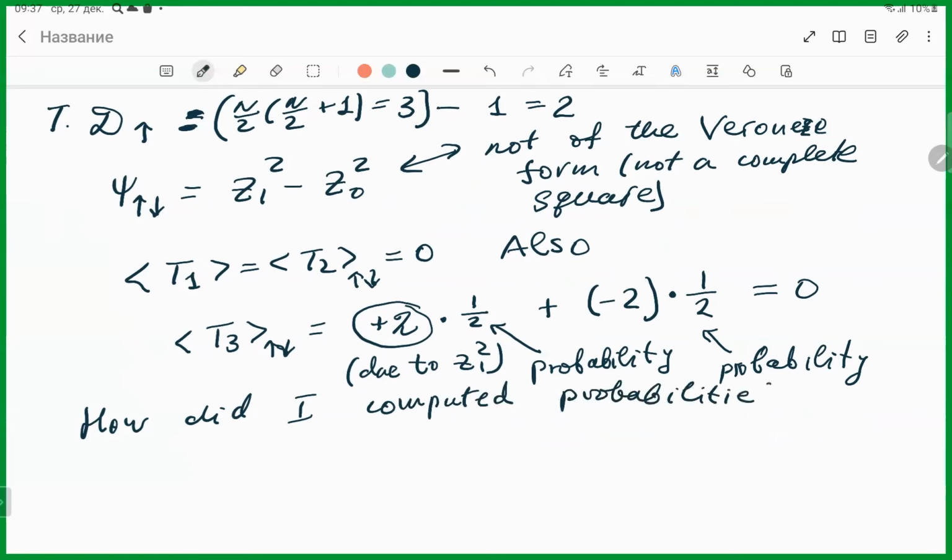Each operator O would be represented as a sum of products of the eigenvalue and the projector to the corresponding eigenspace.